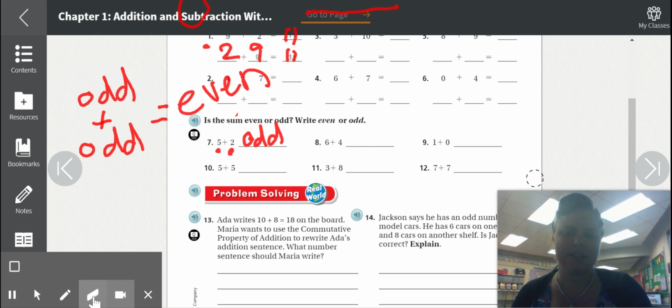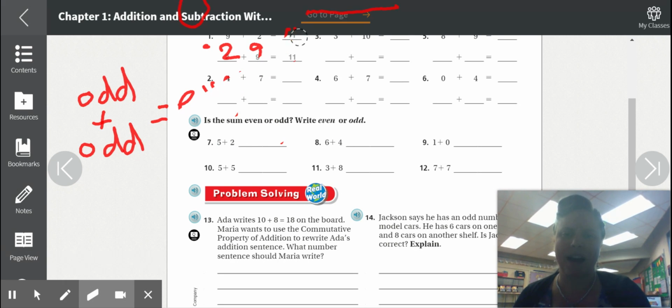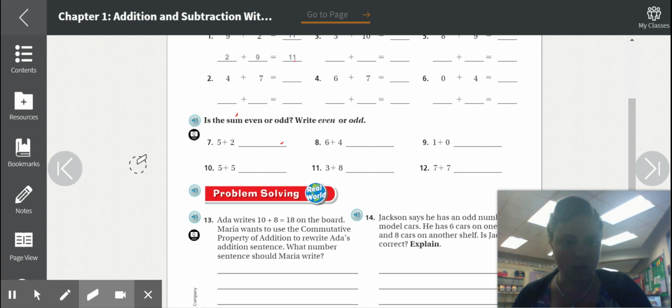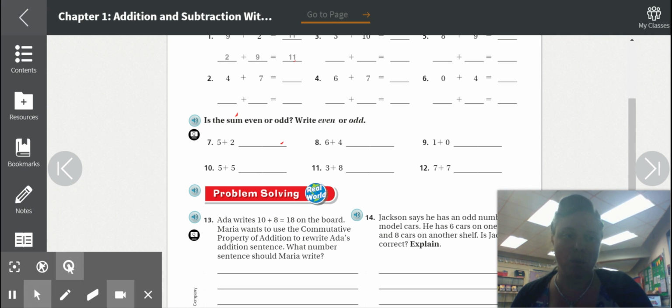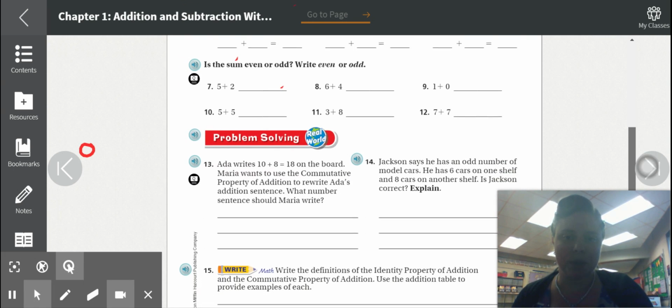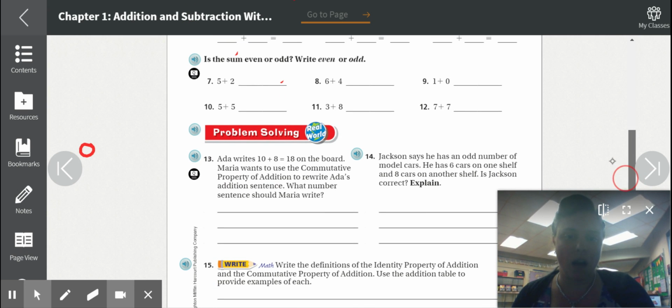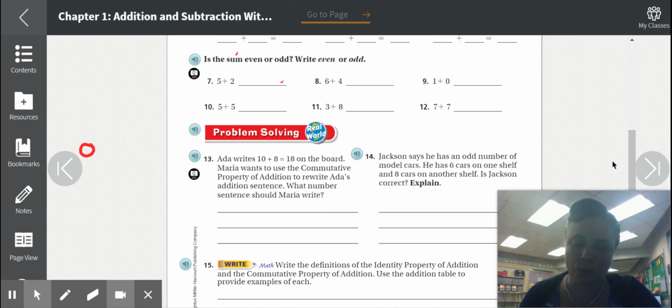You guys got this. This is all review. You're going to do just fine. All right, and then at the bottom of this worksheet, you will see that there are word problems. And of course, when we do our word problems, we always read the whole thing, underline what it's asking us to find, and circle the important information.